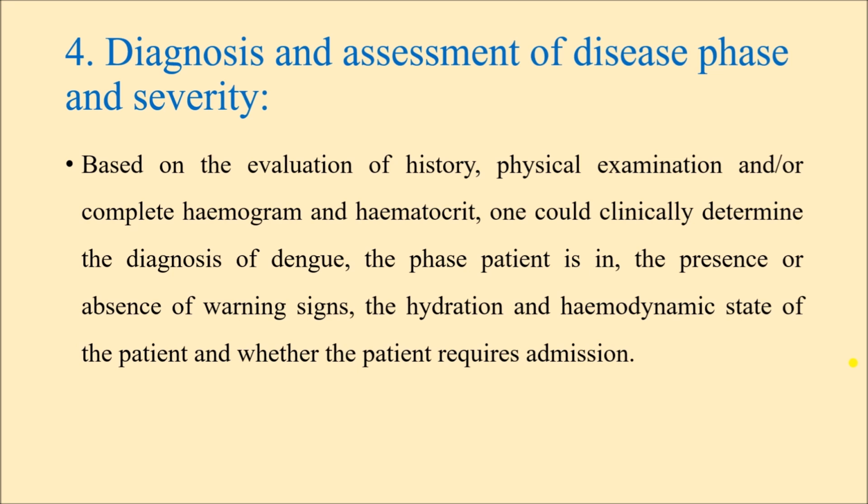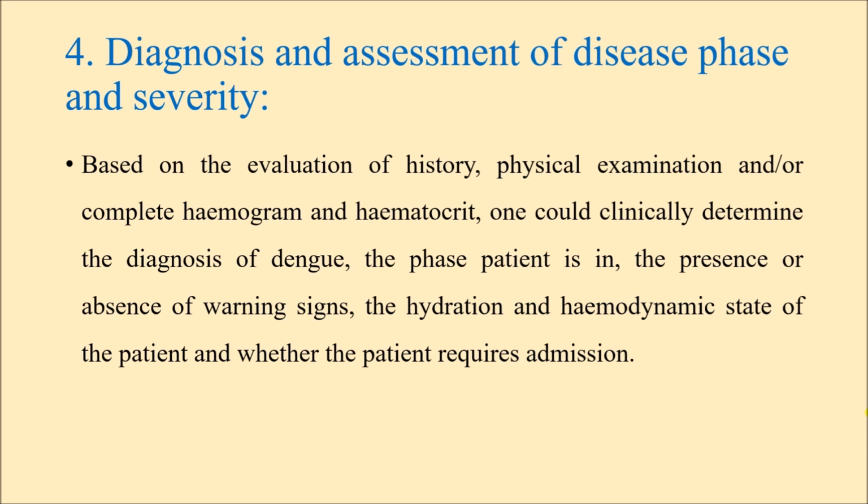To assess the phase as well as the severity of the disease, we need to go for the detailed history taking, thorough physical examination along with different investigations like complete hemogram, hematocrit level, platelet count, etc. Also looking for different warning signs. We have to know about the hydration status of the patient, whether the patient is hemodynamically stable or not. All these things has to be considered before making the correct decision.